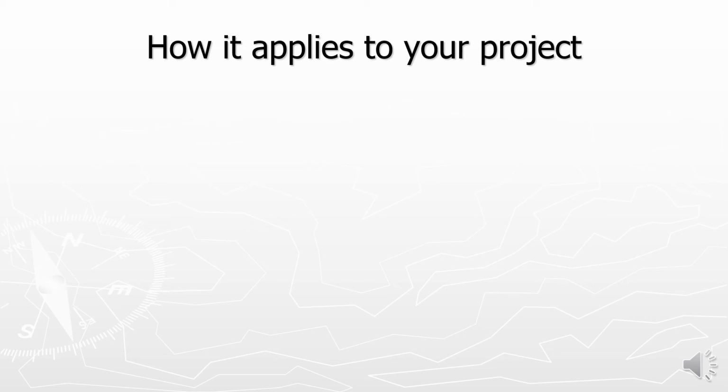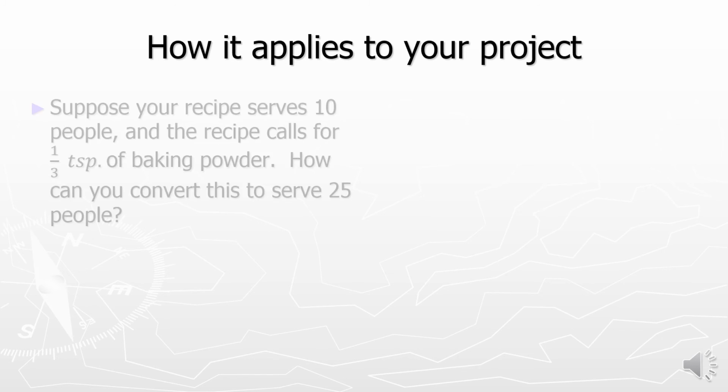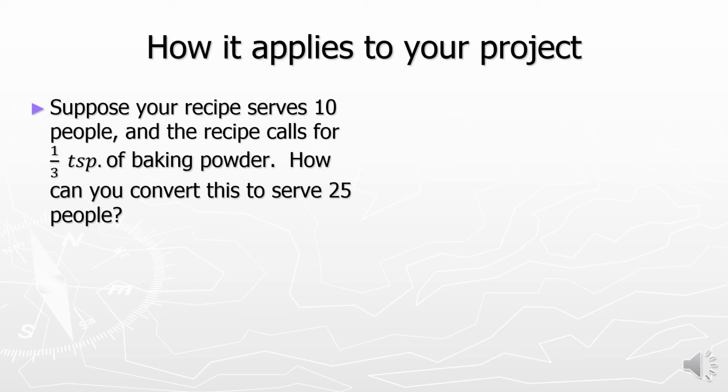So how does this apply to your project? Suppose your recipe is for 10 people, and the recipe calls for 1/3 teaspoon of baking powder. So how can we convert it to serve 25 people? Because there may be 25 people in your class. Pause the video at this point to see if you can figure out how to convert the measurement.